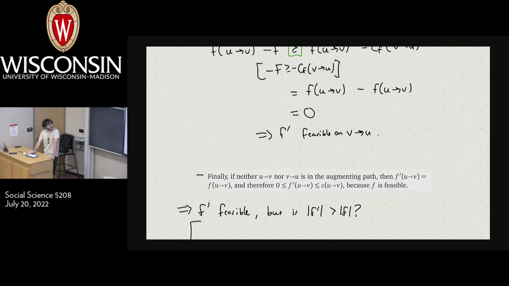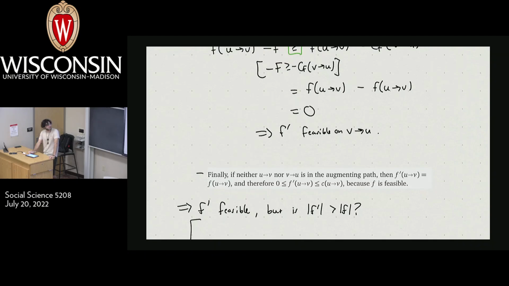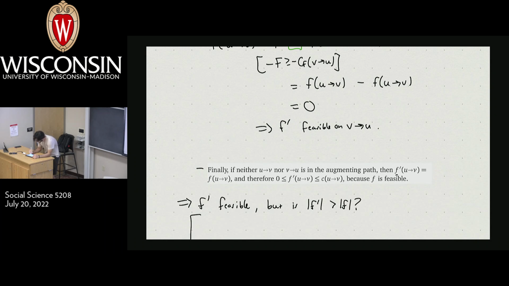And so the last case: if neither u to v nor v to u is on the path, remember we don't change anything. Anything not on the path we leave alone. So then f prime of u to v is just the original f of u to v, and feasibility holds because f is feasible, and f prime equals f. So by assumption, we're done.